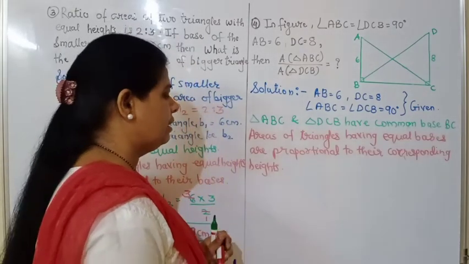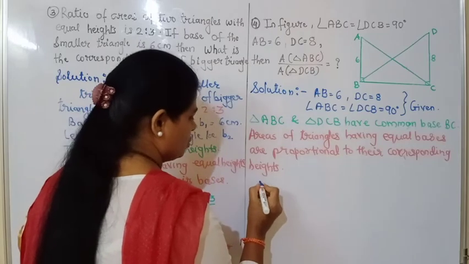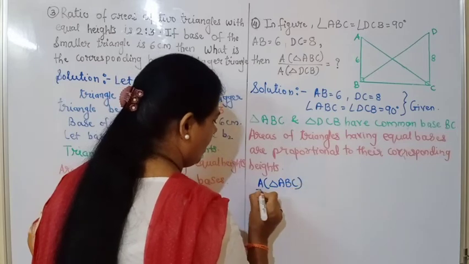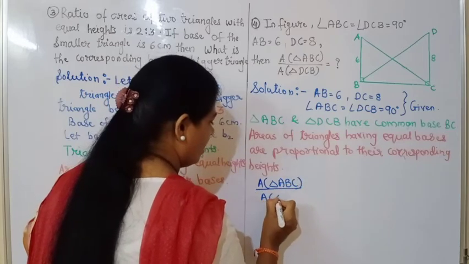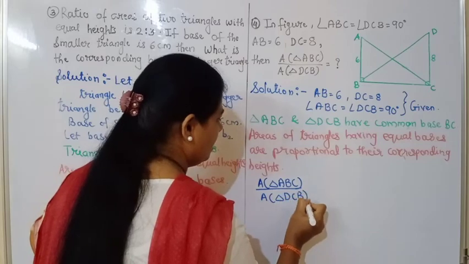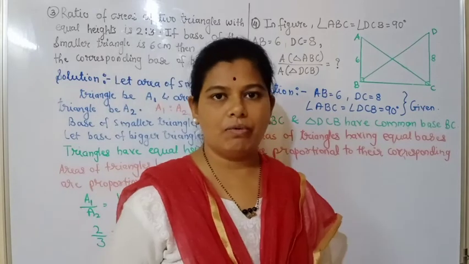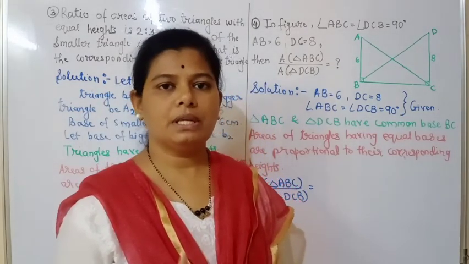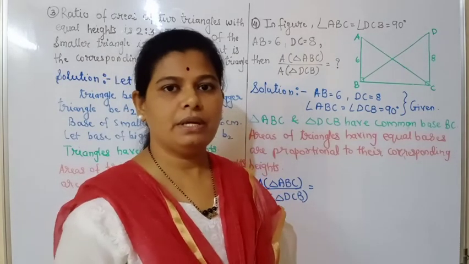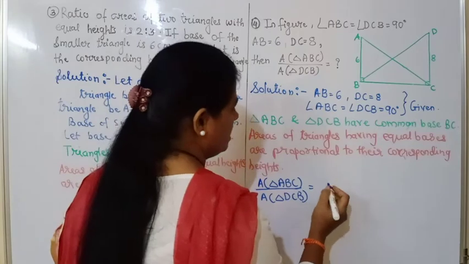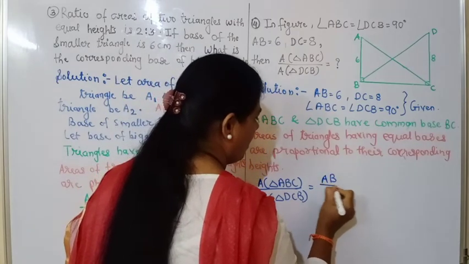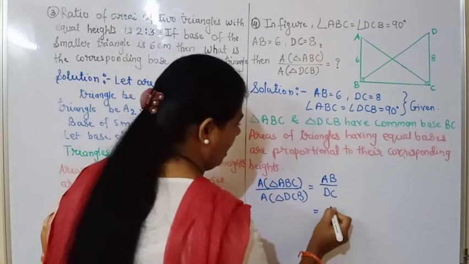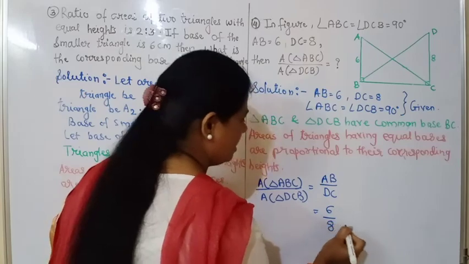So now we'll write the ratio of the areas of the two triangles. What is the ratio? Area of triangle ABC upon area of triangle DCB is equal to, now ratios are equal, so we will take the heights. Height of triangle ABC is AB and height of triangle DCB is DC. So that is equal to AB upon DC. The value is given to us: AB is equal to 6 and DC is 8.